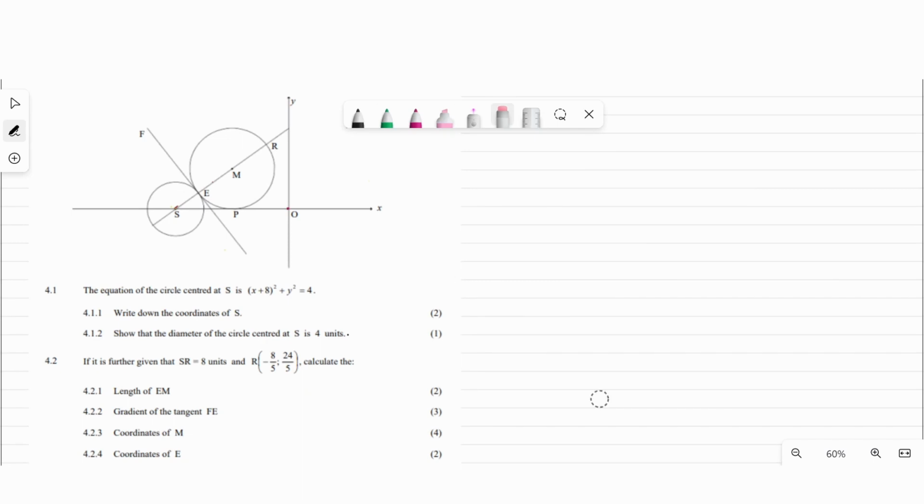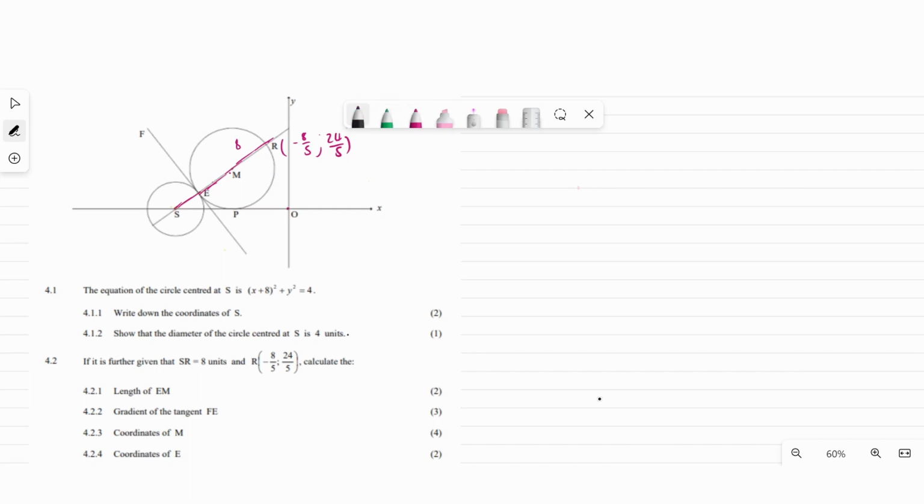It says, if it is further given that SR, let's label it SR, right, is equal to 8 units, and for R they give us the coordinates, which are negative 8/5 and 24/5. Then the first one, they say find the length of EM, so we need to find that.